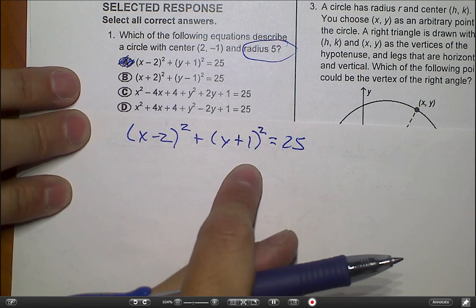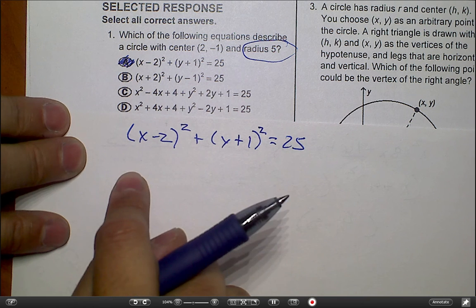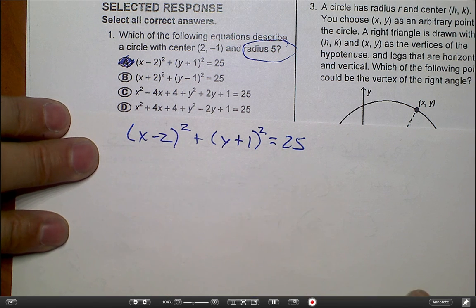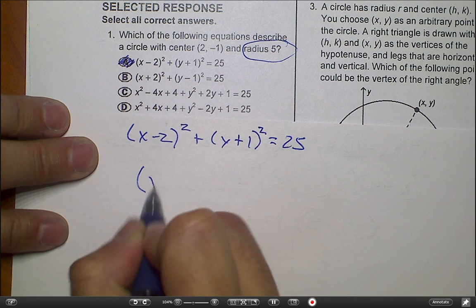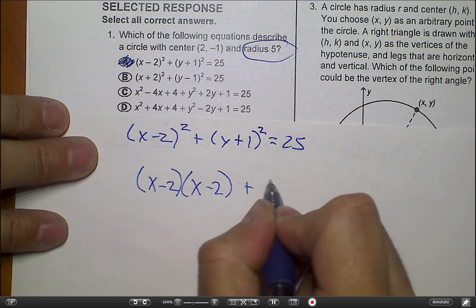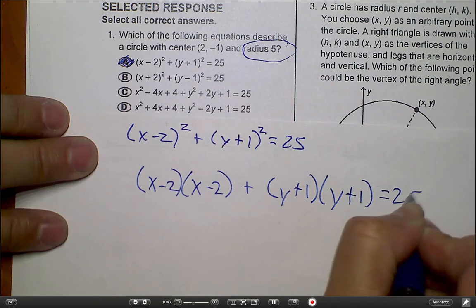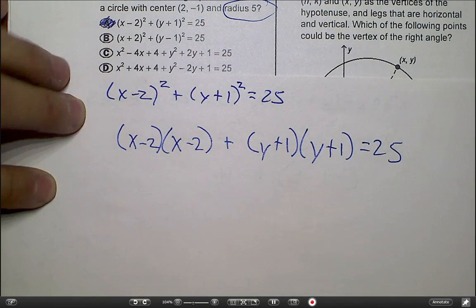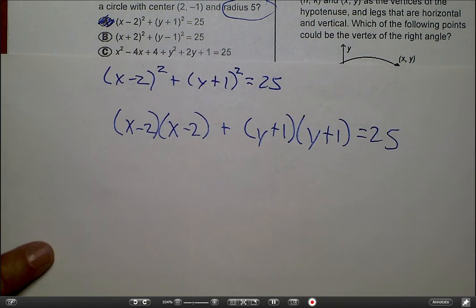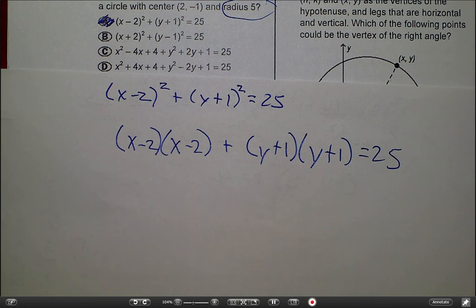So, I'm going to show you guys, we're going to FOIL this. We're going to expand this. So you guys are going to do some distribution. I'm going to write it, and I want you guys to do it. So it's going to be (x minus 2) times (x minus 2), that's what the squared means, plus (y plus 1) times (y plus 1), equals 25. You guys are distributing, or foiling, right now.